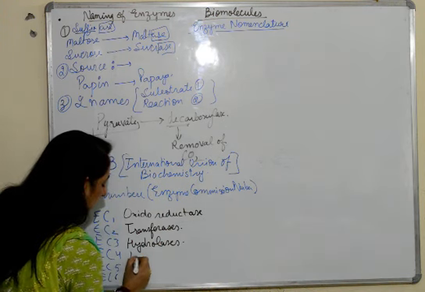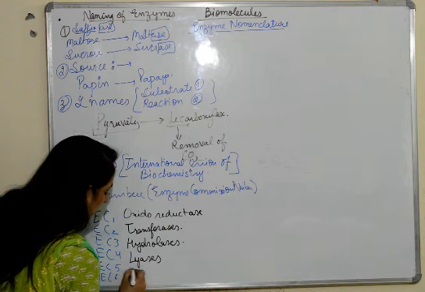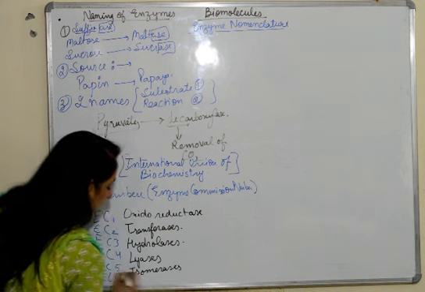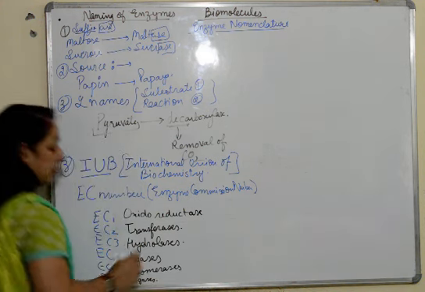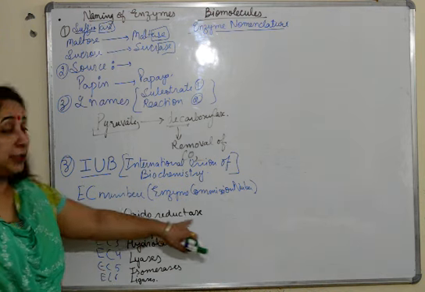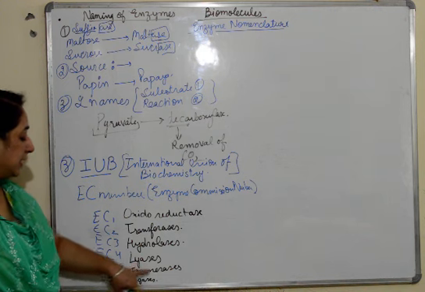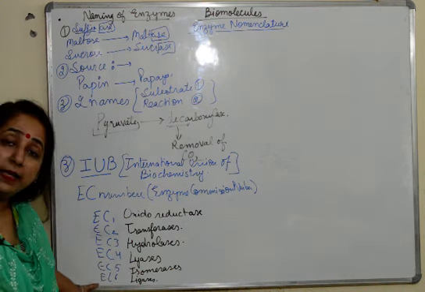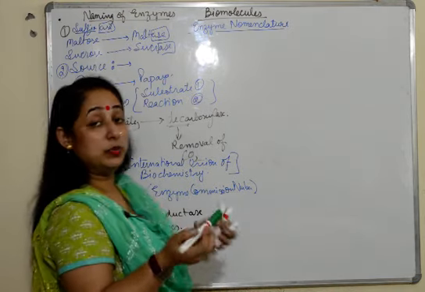then lyases and isomerases, and last is ligases. So we have oxidoreductases, transferases, hydrolases, lyases, isomerases and ligases. These are EC1 to EC6. We'll talk about them one by one, what they are and how they act.